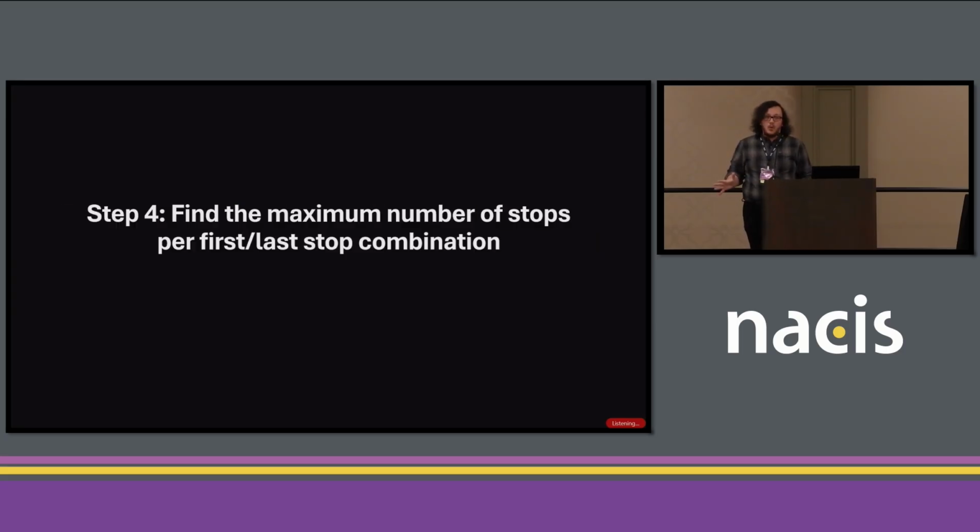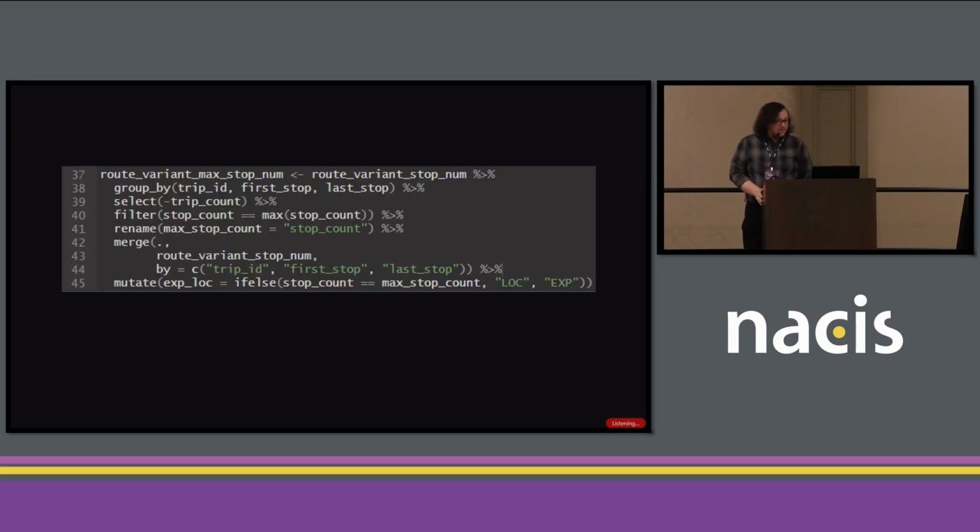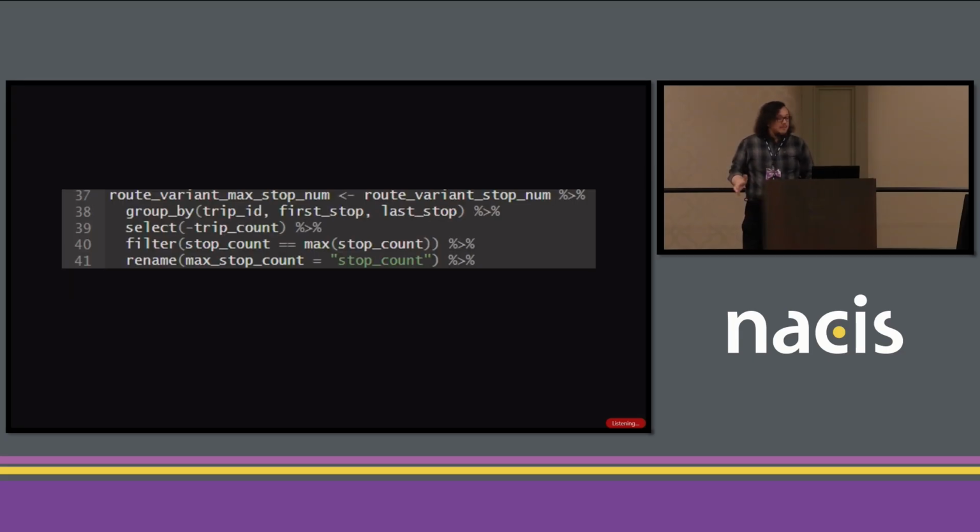Okay, step 4. We're going to count the number of maximum stops per combination. And this allows us to figure out what is a truly local train that runs the entire length of the route. This is all the code. Going in, we're going to filter so that the stop count column is equal to the maximum number of stops for every first and last stop combination. And we're going to do a quick renaming.